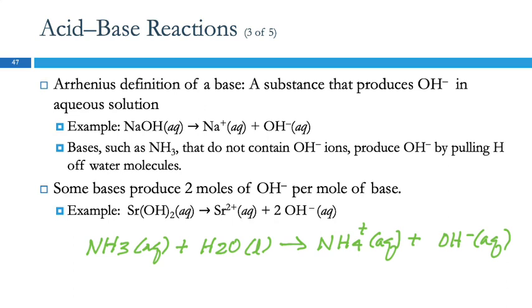There are some bases that can produce 2 moles of hydroxide, and those would be things like strontium hydroxide, where when this separates into ions, you've got 1 strontium and you get 2 hydroxide ions. There's no special name for that, like diprotic acid. It's just a base that produces twice as much hydroxide. We just don't even call it anything.